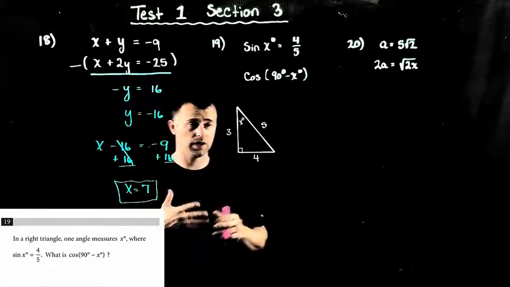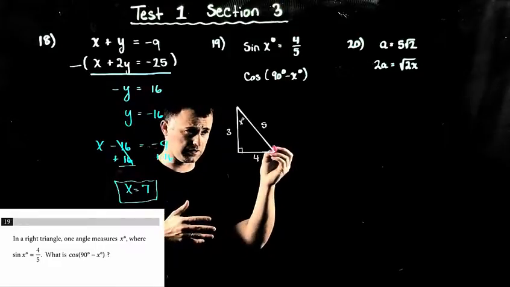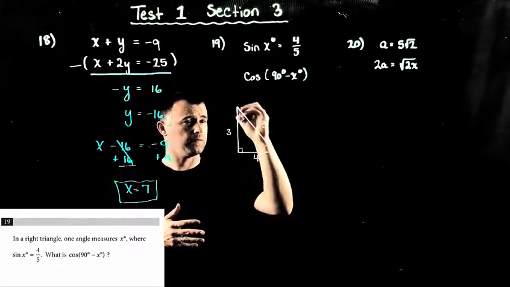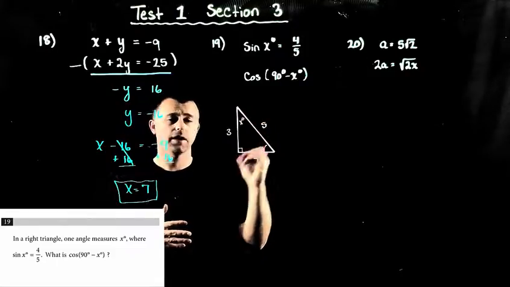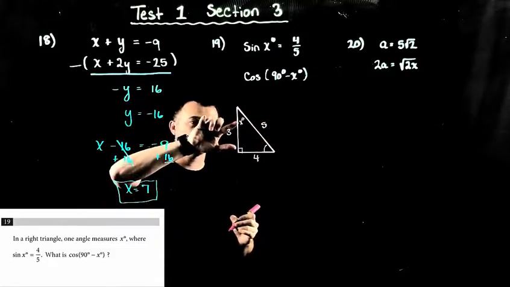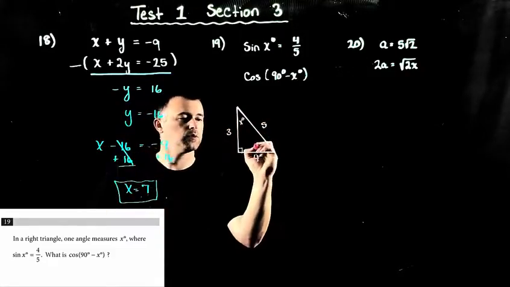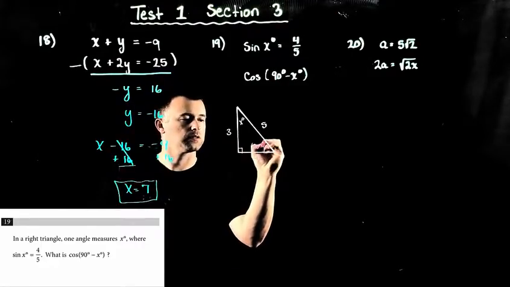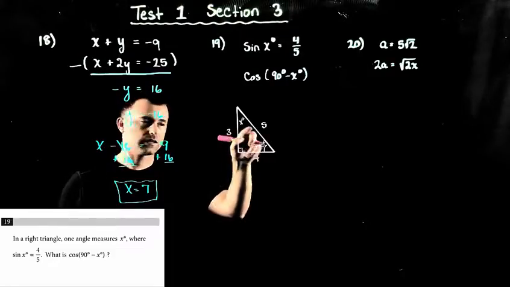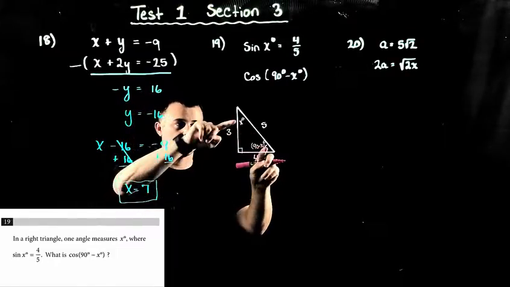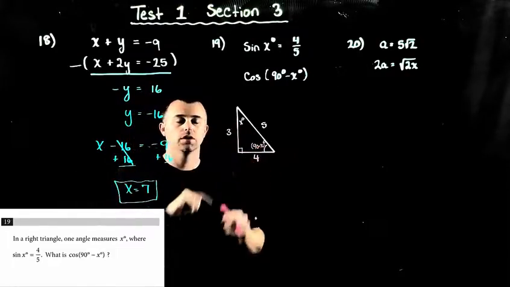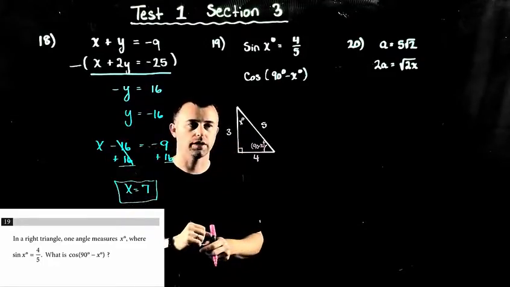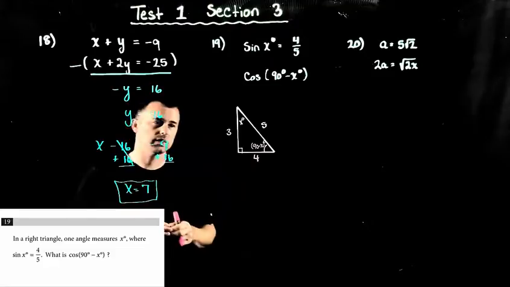Now what you have to realize, and they do this a couple times on the test, is this angle right here: these two angles add up to 90. So whatever this angle is, this one's always just going to be 90 minus x degrees. So if that's x, that's 90 minus x, because these two, again, add up to 90 degrees. 90 plus 90 would be 180. So we're actually looking at this angle.